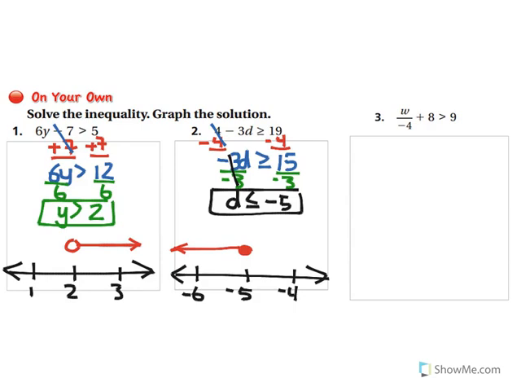We have w divided by negative 4 plus 8 is greater than 9. I'm going to first undo the addition by subtracting 8 from both sides, of course. And by doing this, the 8's cancel, and I get w divided by negative 4 is greater than 9 minus 8 is 1. And so now I can go ahead and multiply both sides by negative 4.